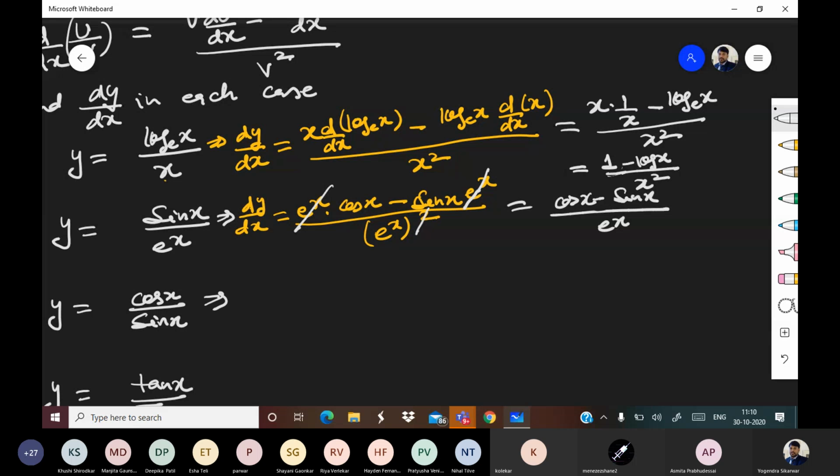Now this time, this can be written as d by dx of cot x, which will be minus cosec square x. Answer, which will be minus cosec square x.